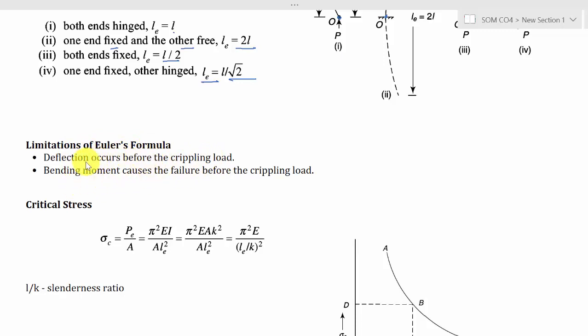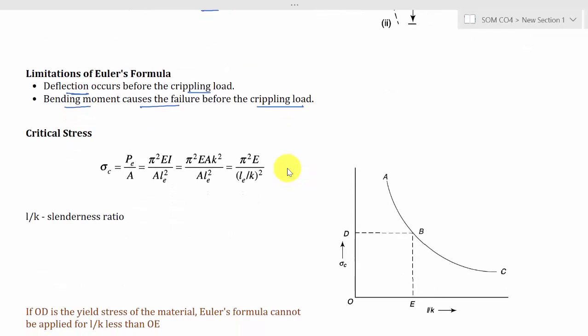And when the deflection occurs, the bending moment causes the failure before the crippling load. Before the crippling load, the deflection starts to occur, and because of the deflection the bending moment will occur, and that bending moment will create a bending stress, and because of that the material will fail before it reaches the crippling load. So the conclusion from these 2 points is, by considering the crippling load alone we cannot check the safety of the beam, or otherwise we cannot predict the failure load. So we have to move into the critical stress calculation.